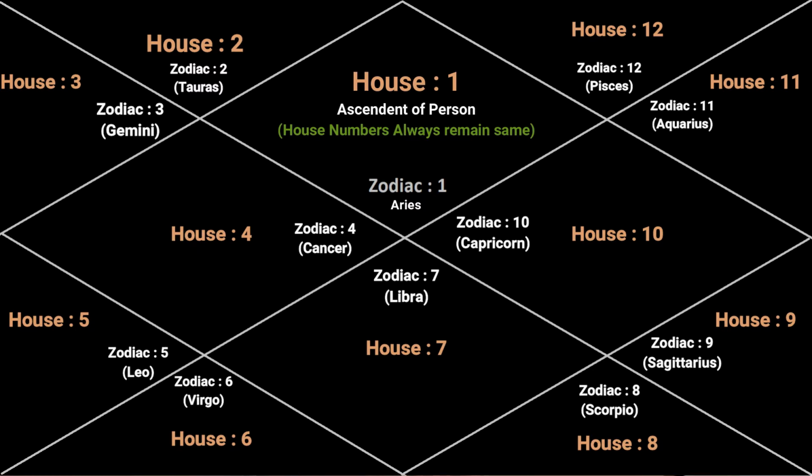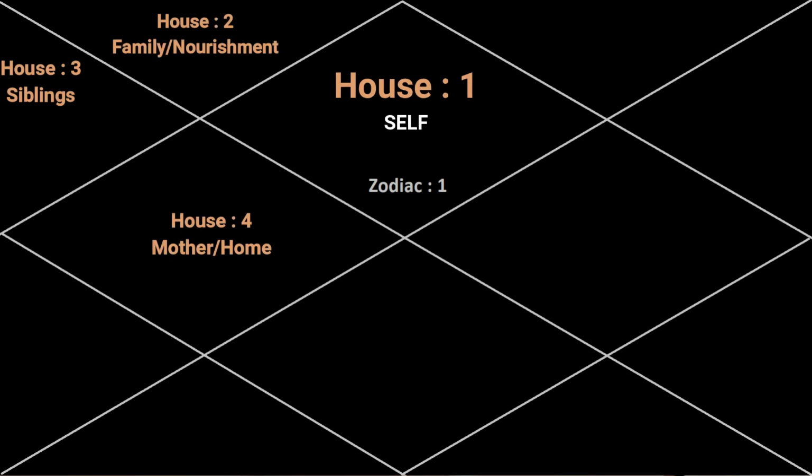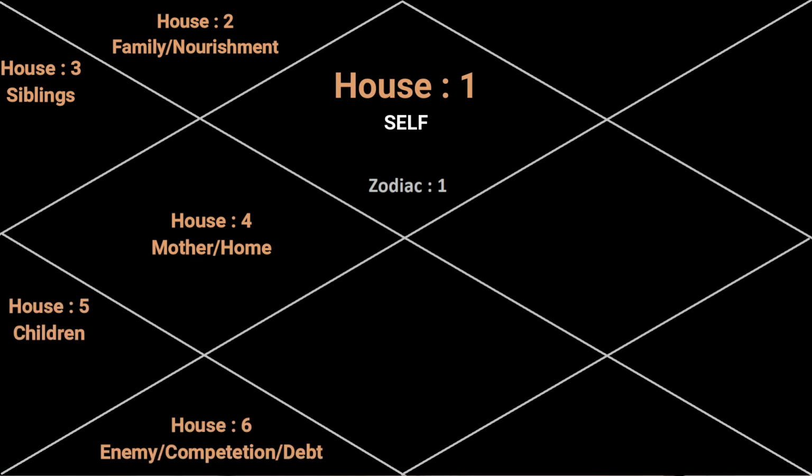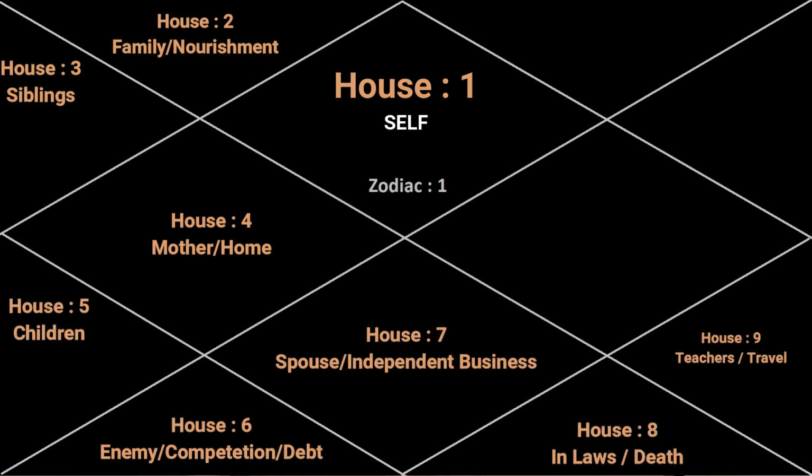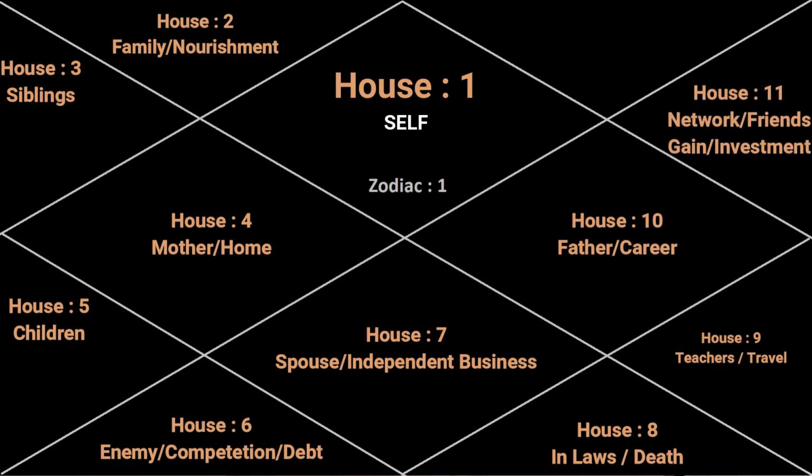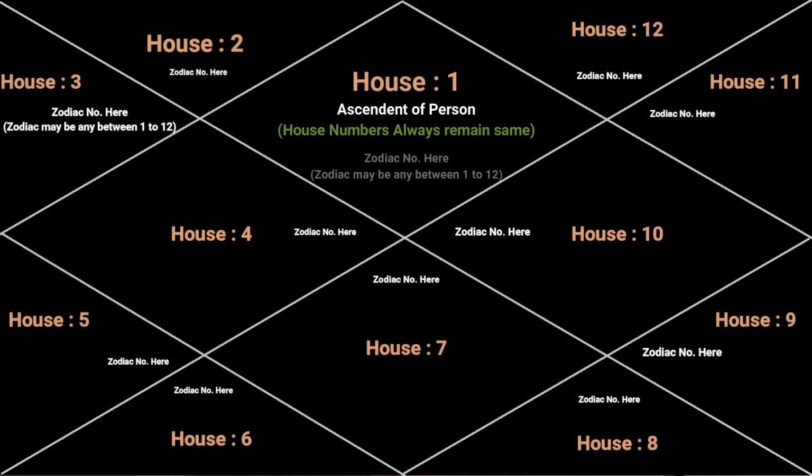The first house is yourself, second is your family, third is your siblings, fourth is your mother, fifth is your children, sixth is your enemies, seventh is your spouse, eighth is your in-laws, ninth is your teachers, 10th is your father, 11th is your network circle and friends, and 12th is your spiritual self, meaning that it's your soul chart related to the soul. Although these houses represent a lot more.